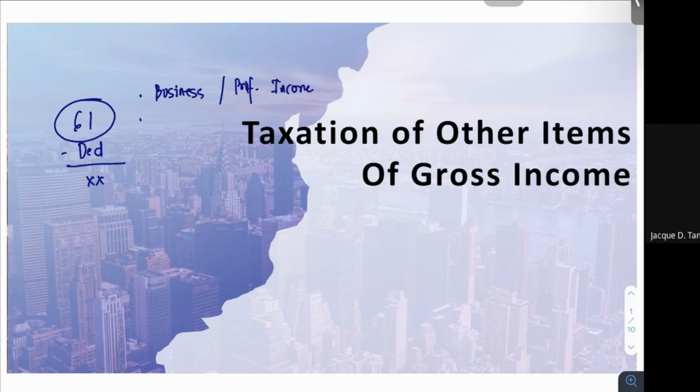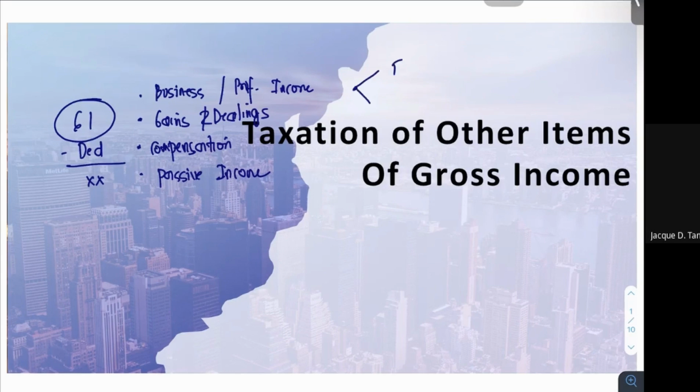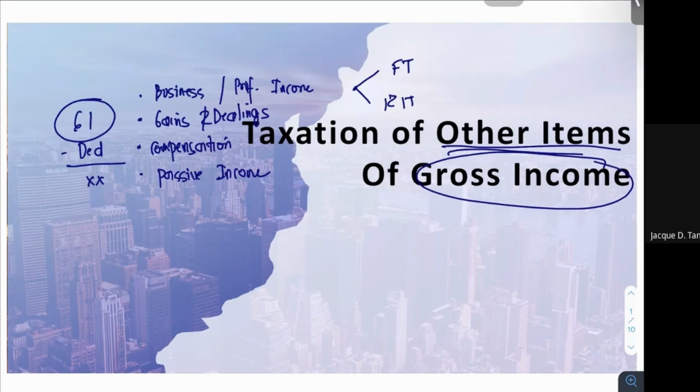Aside from the taxation of business or professional income, we also talked about the taxation of your gains and dealings, the taxation of your compensation, and lastly, your passive income taxation. Based on these different items, we already learned what item is subject to final tax and what item is subject to regular income tax. Those are the major items, and now we look into the other items.